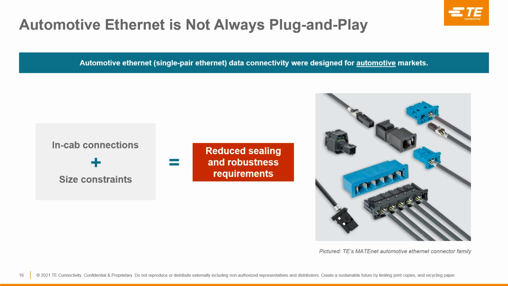So with those in-cab connections and the size constraints, we've developed a number of products that work very well from a high-speed data connectivity perspective, but then how do we address the need to put these into packaging that offers the robustness, the sealing configurations, and the other requirements for industrial and commercial transportation?